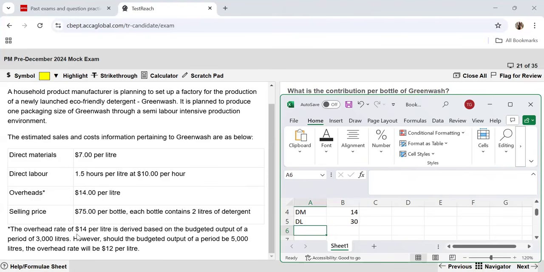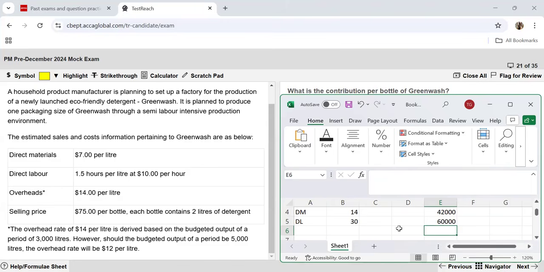Now for overheads, you see there are two different absorption rates which have been given to us. So let us check if the overheads are completely fixed, completely variable, or semi-variable. So let's have a read. If we have the output of 3,000, we are charging 14 per liter. That means the cost should be 42,000. In the other scenario where we are producing 5,000, the same overhead absorption rate falls down to 12. This makes our cost 60,000. So this is not the same in both places. That means this is not fixed. There is some part which is variable, some part that is fixed.